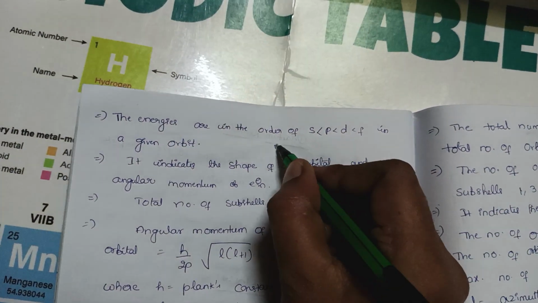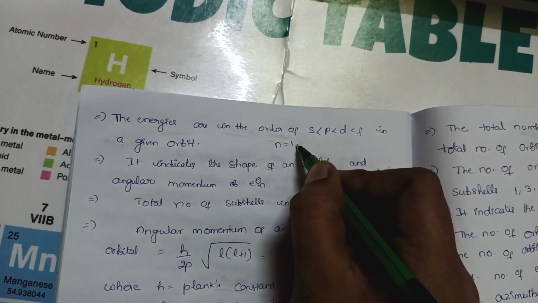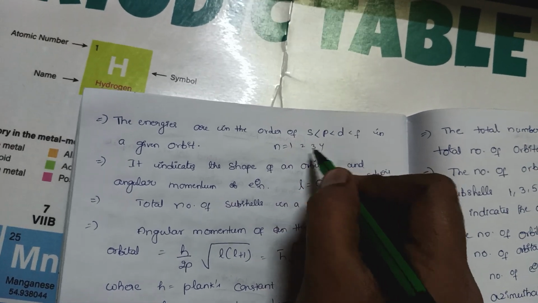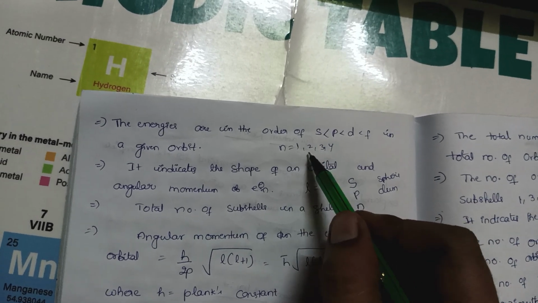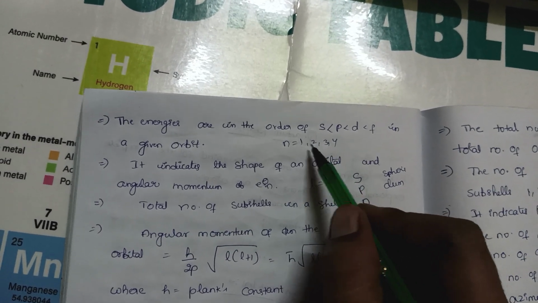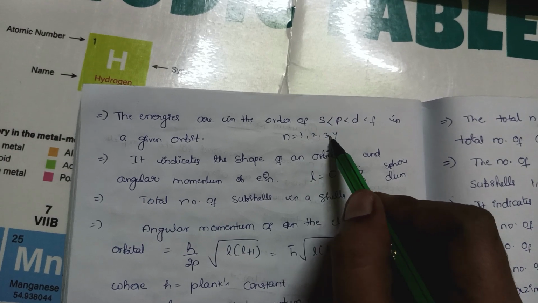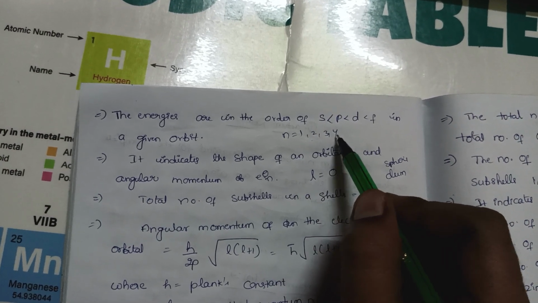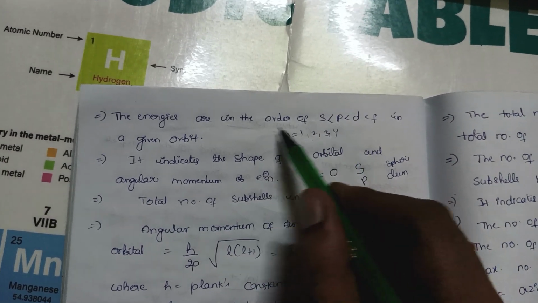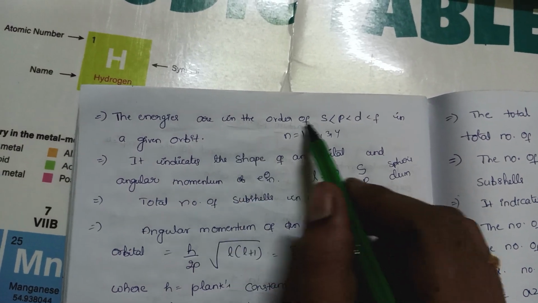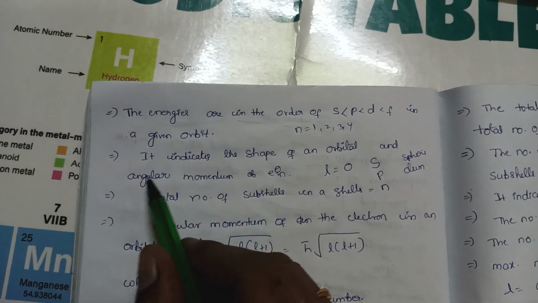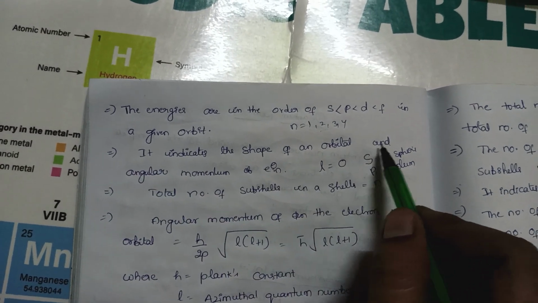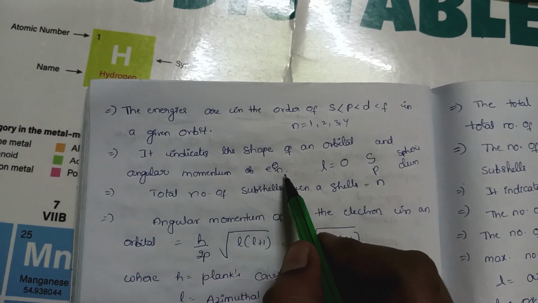Already we discussed that n equals 1, 2, 3, 4. These are the orbits. When the n value increases, the size and energy of an orbit increase. So energies are in the order s, p, d, f in a given orbit. It indicates the shape of an orbital and the angular momentum of an electron.